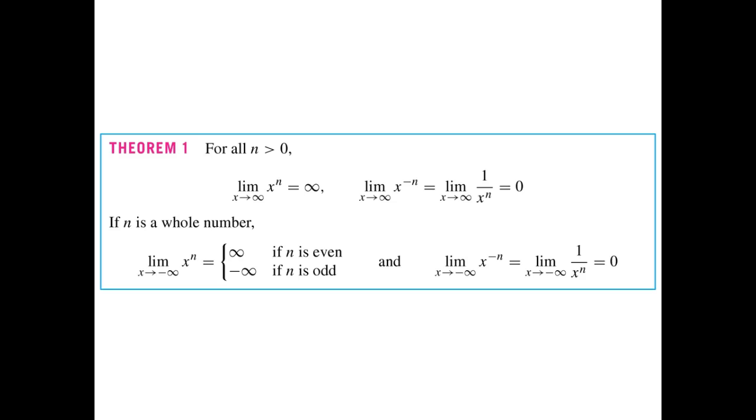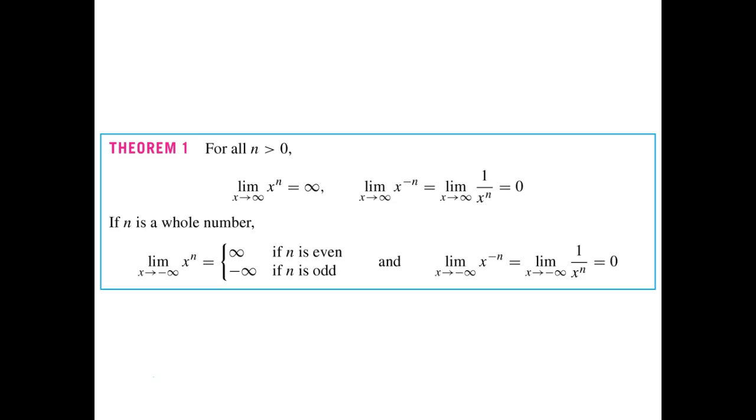X is going to negative infinity. Sorry, x, not n. Okay, sorry about that. I'm thinking n. X going to negative infinity. So this is a very, very large negative number, but n is a positive number.